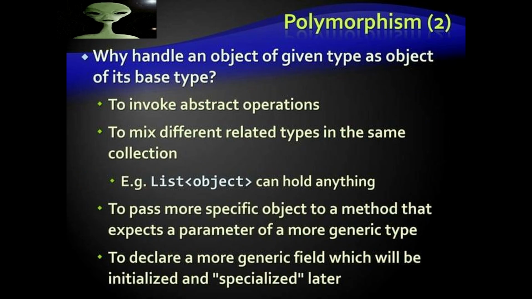Why would one want to handle an object as an object of its base type? Because this allows you to invoke abstract operations upon the object. You can mix different related types in the same collection. For example, you could have a list of creatures with both humanoids and zeblings, although frankly, mixing the two is inevitable following the invasion. Another example would be in a list of just objects. Another use of this feature is passing a specific object to a method that expects a generic type. Finally, you can use this to declare a more generic field, which will be initialized and specialized after its declaration.